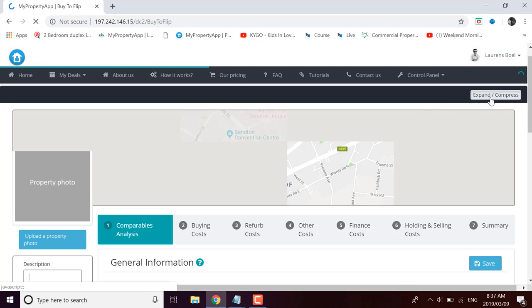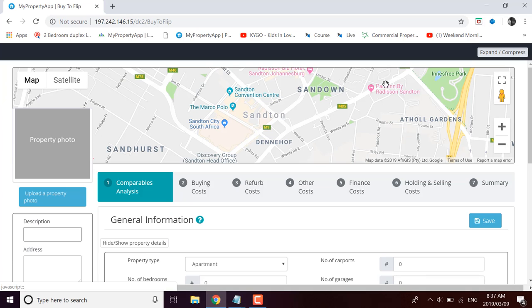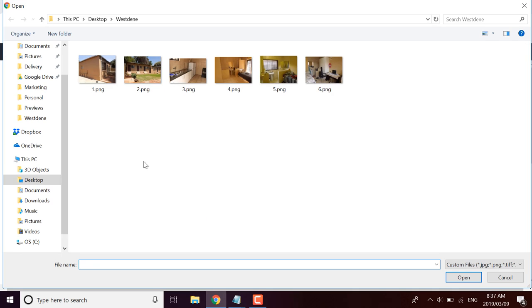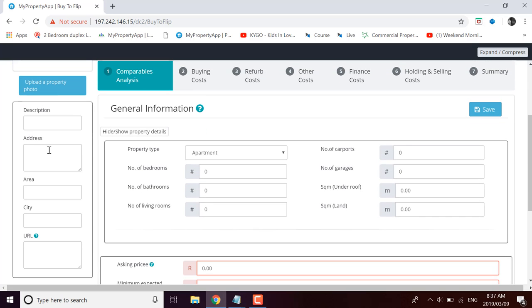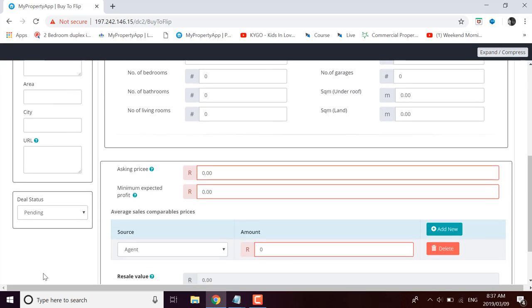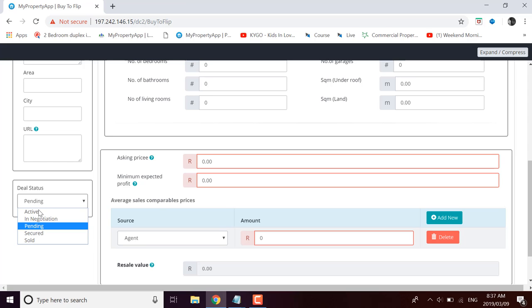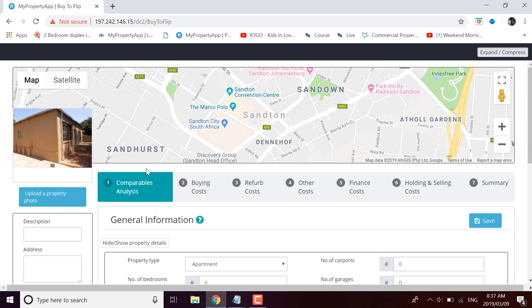So let's start. You click add a new deal. I always like to click this button here, expand/compress, because it makes the analysis part of your app a little bit bigger. You can upload a property photo so that it becomes a little bit more personalized. On the left hand side here, you've got your description, address, area, city, etc., and also your deal status, either active, in negotiation, pending, secured, or sold. So we'll say in negotiation.